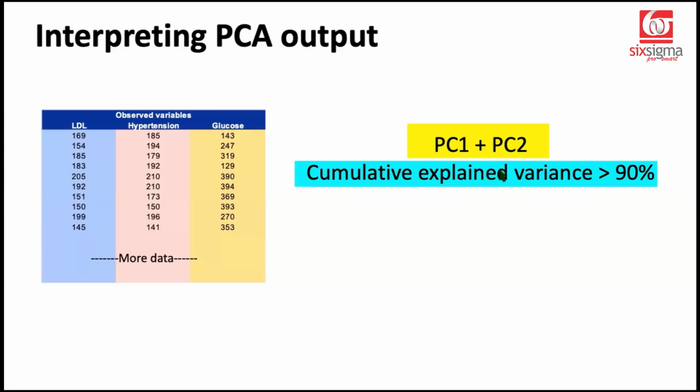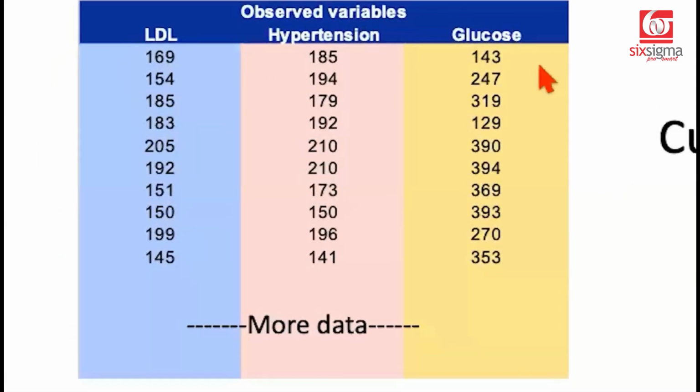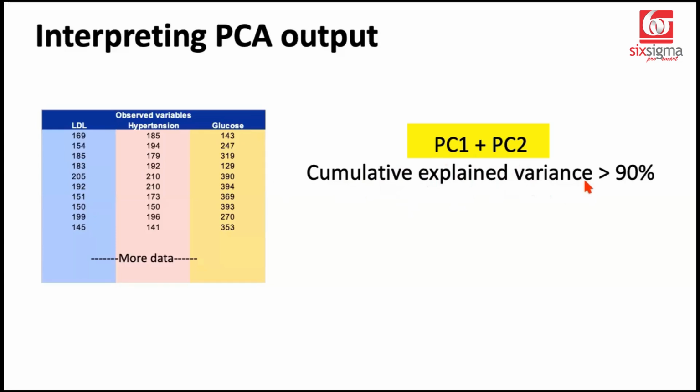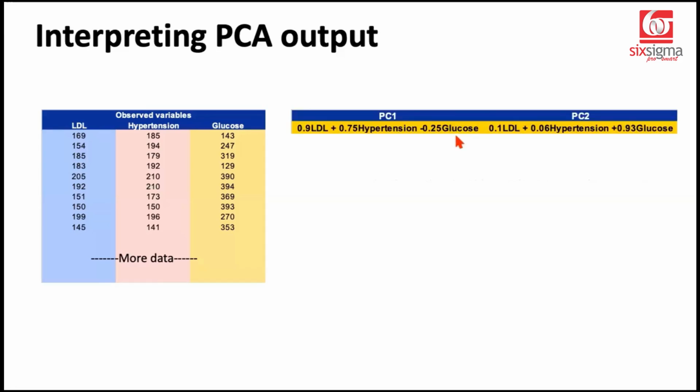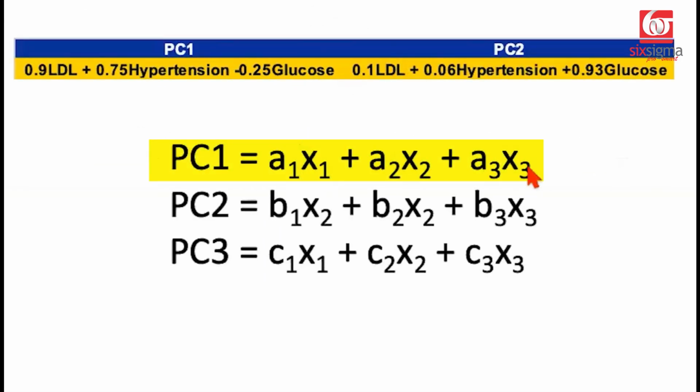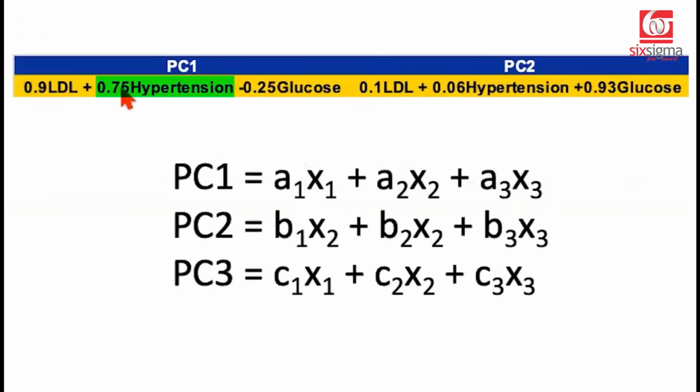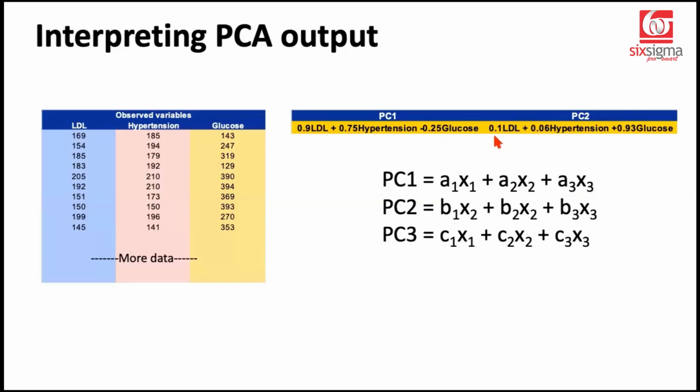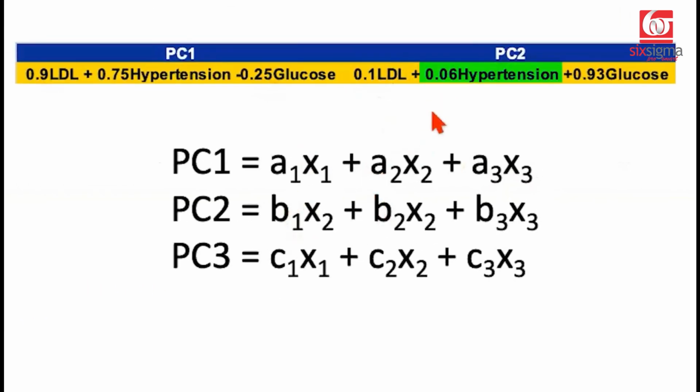This will be the sum total of the eigenvalues of PC1 and PC2 divided by the total, which will be the same as the number of features that we had in our data. So let's say the first 2 PCs alone add up to 90%, just as in our case, the first 3 PCs added up to 90% contribution. And let's say when we perform principal component analysis using a tool, we are able to extract the eigenvectors, which bring us the coefficients. We talked about an equation like this: A1x1 plus A2x2 plus A3x3. A1 here is 0.9, A2 is 0.75, and A3 is negative 0.25. Likewise, PC2 has B1 as 0.1, B2 as 0.06, and B3 as 0.93.